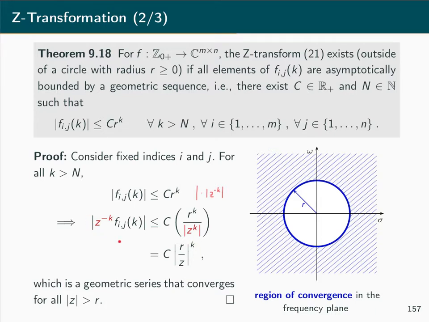This element-wise inequality can now be substituted into the definition of the z-transformation, which shows that the z-transform of f is bounded by a geometric series that is known to converge whenever the absolute value of r divided by z is less than 1, or in other words, if the absolute value of z is greater than r.